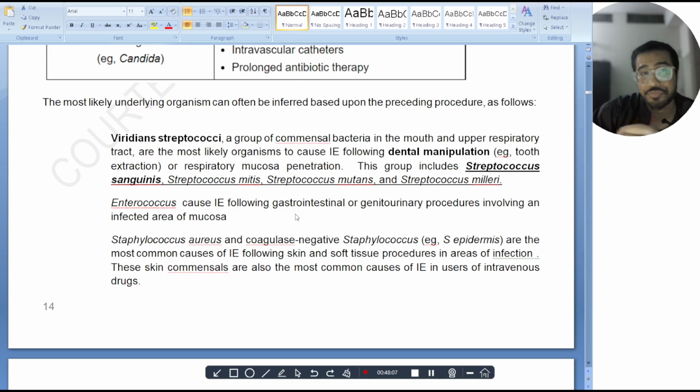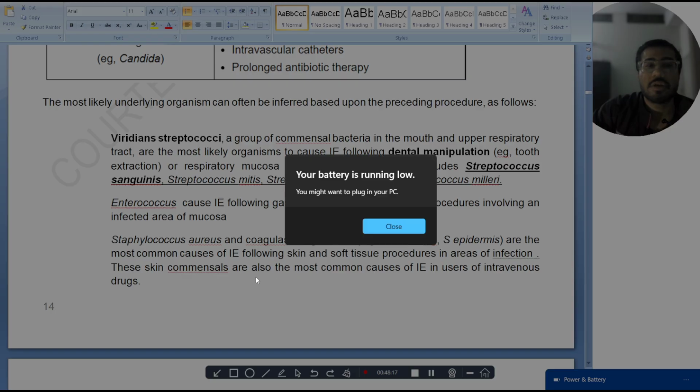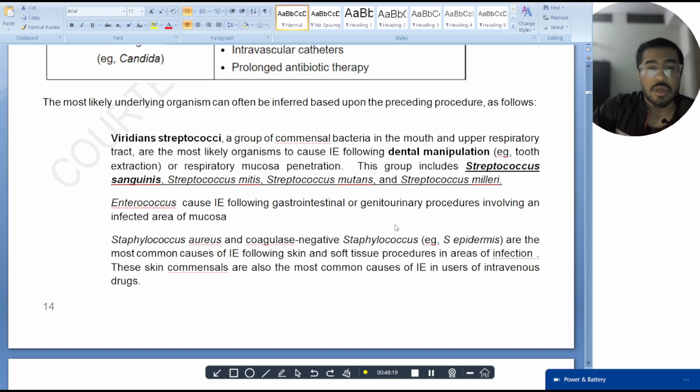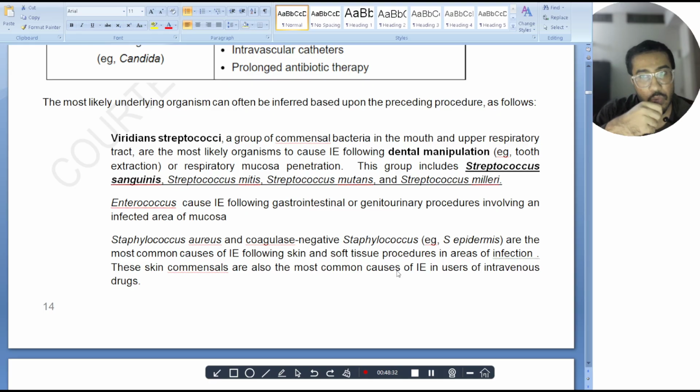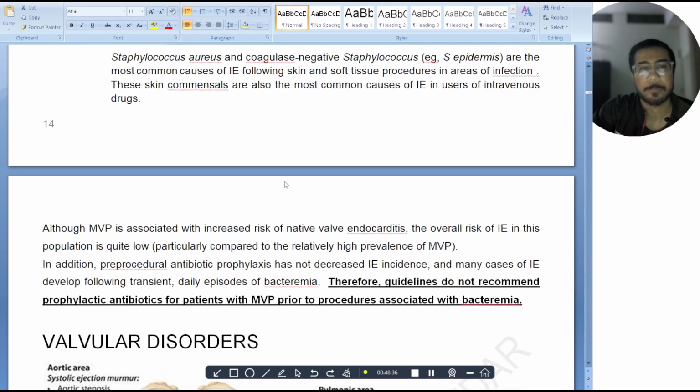Enterococcus causes IE, infective endocarditis, following gastrointestinal or genitourinary procedures involving an infected area of mucosa. Staph aureus and Staph epi are the most common cause of IE following skin and soft tissue procedures in areas of infection. These skin commensals are also the most common cause of IE in IV drug users, obviously because they populate the epidermis. That's how you reach almost all of them.